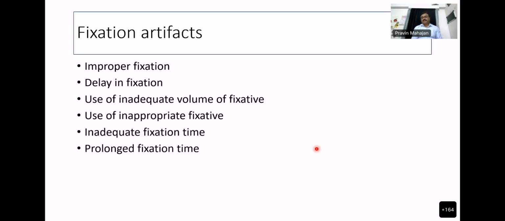The use of an inappropriate fixative. That means if you have a bone marrow biopsy and you are fixing it in formalin, then it is not an appropriate fixative. Inadequate time of fixation. You usually expect anything fixed to be fixed for 6 to 48 hours. Like for a breast specimen, the ideal time proposed is that you should have the tissue fixed between 6 to 48 hours. And prolonged time of fixation.